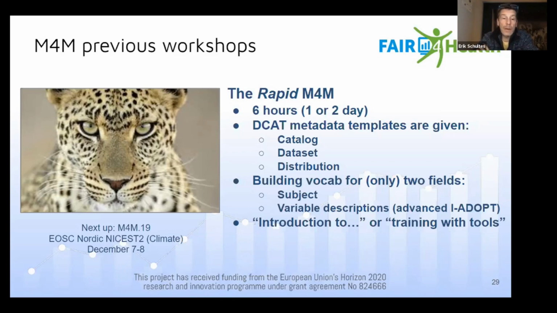And that's vocabulary for 2 fields in the metadata templates. It's an overall subject heading for the dataset, and then it's also a variable description. So what are the actual measurements or observables that you have contained in your dataset? So this is really an introduction to or training session with some tooling, but it's a rapid style event, and this is becoming very popular now.